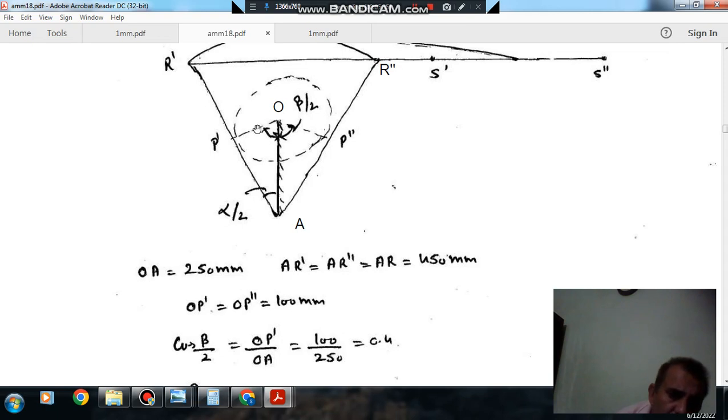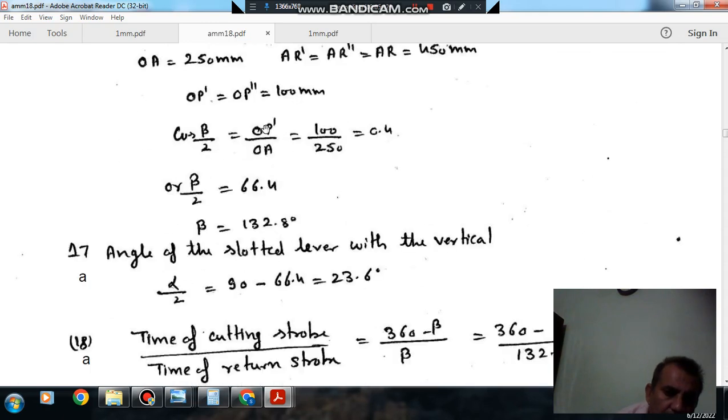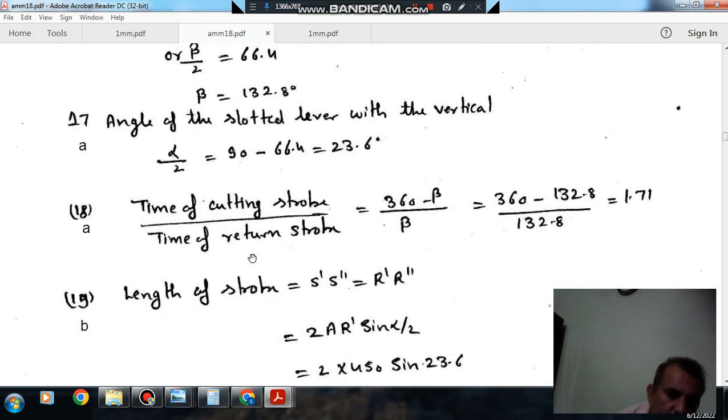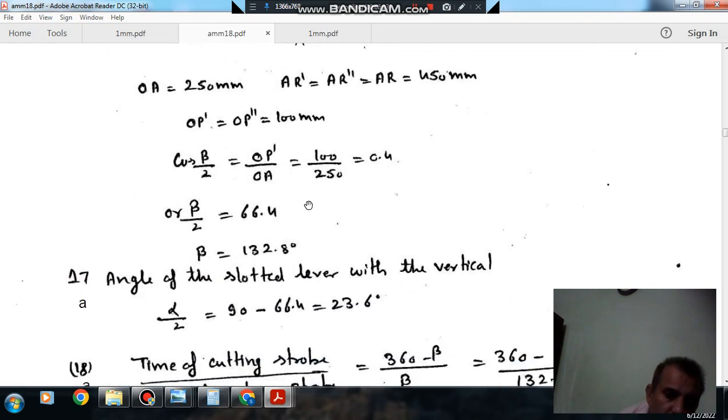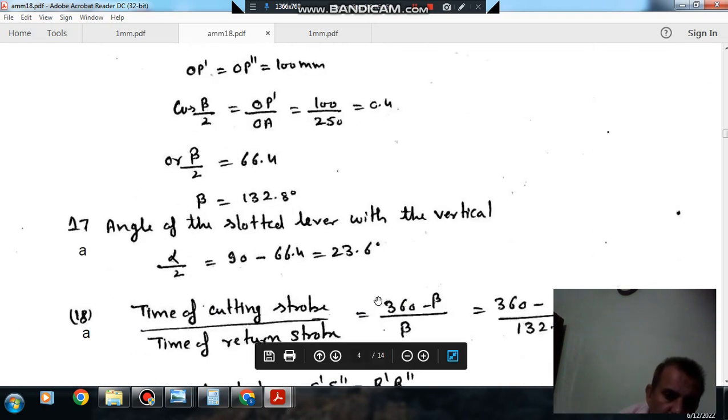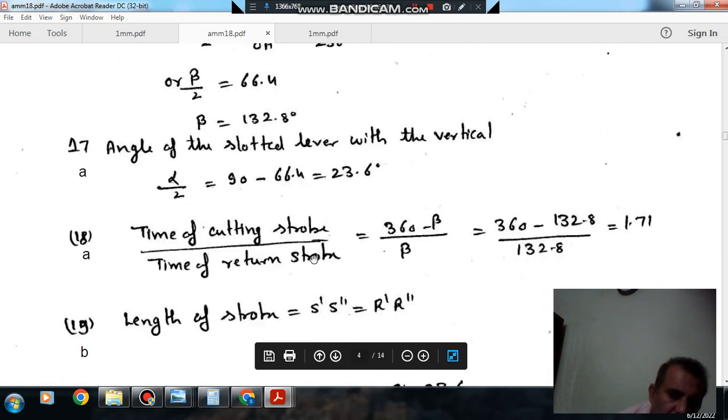as the crank rotates at constant angular velocity in the slotted lever mechanism, because this is the input link, the ratio of time of cutting stroke to return stroke is directly proportional to the angle traveled by the crank. So during the cutting stroke the angle traveled is 360 minus beta, and during the return stroke the angle traveled is beta, because the return stroke has to be faster. So that will be (360 minus beta) by beta, and beta is 132.8. So the ratio of cutting stroke to return stroke is 1.71.